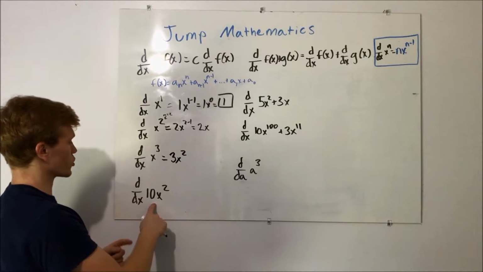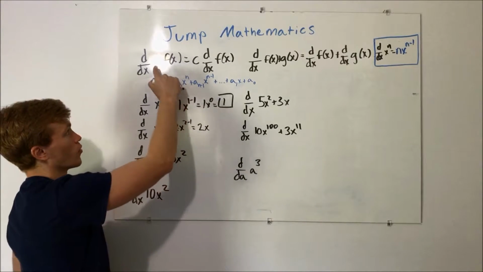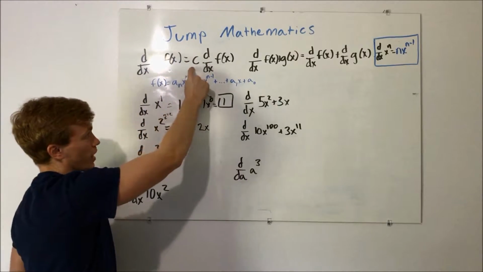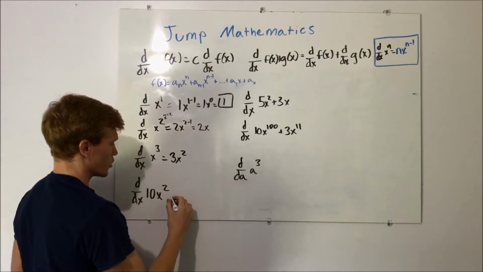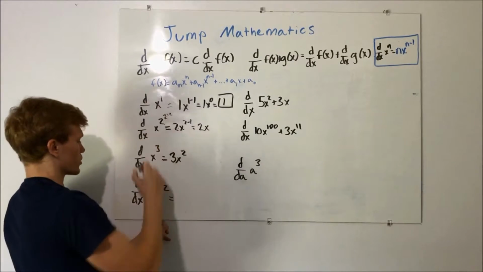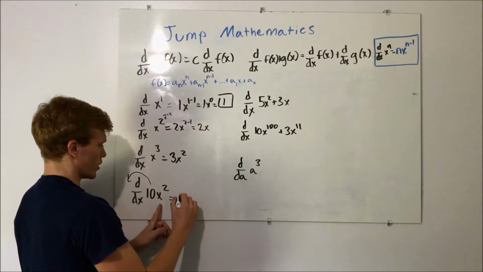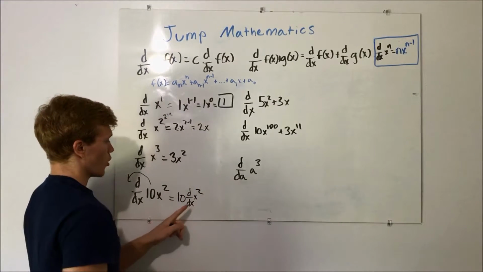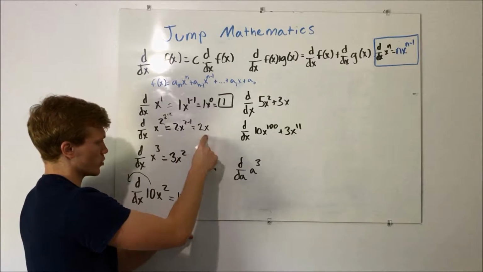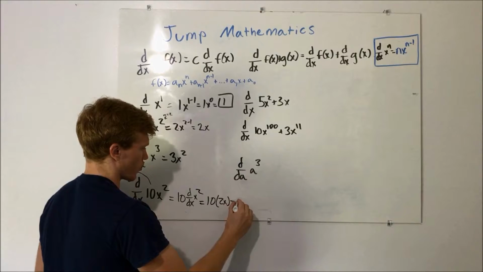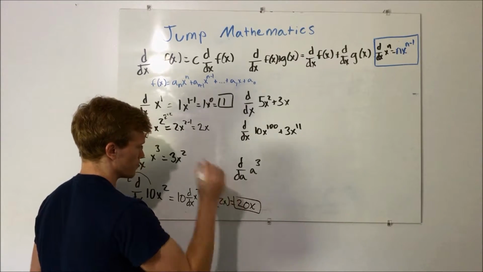This one is a little bit more tricky, but not too bad, because we can use this rule: the derivative of a constant times the function is a constant times the derivative of the function. So we'll write this one out slow. This rule says we can bring the 10 out front, so this should be equal to 10 times d by dx x squared. We already know the derivative of x squared to be 2x, so this is equal to 10 times 2x, which is of course 20x.